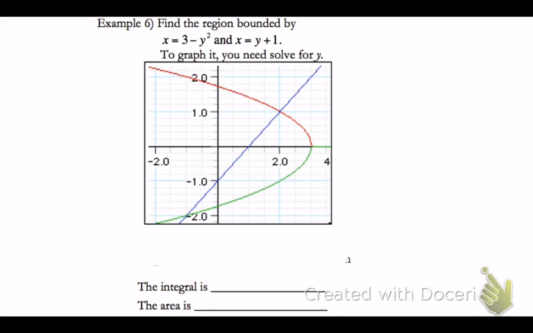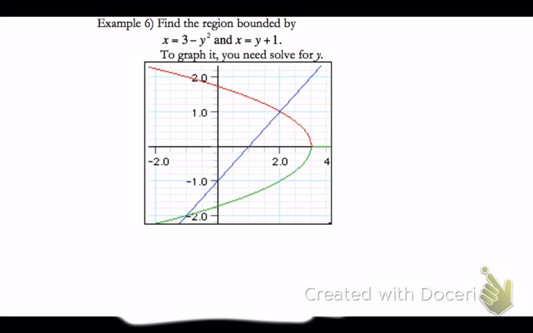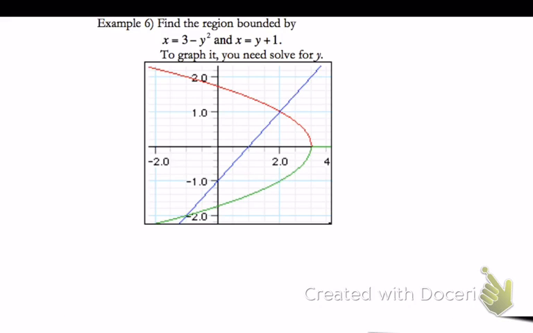Alright, so let me erase all this. And we're going to do it the actual way that it was intended to be done, rather than using the little shortcut cheat way. I think it's easier. So here's how we're going to do this. We're actually going to integrate from bottom to top rather than from left to right.